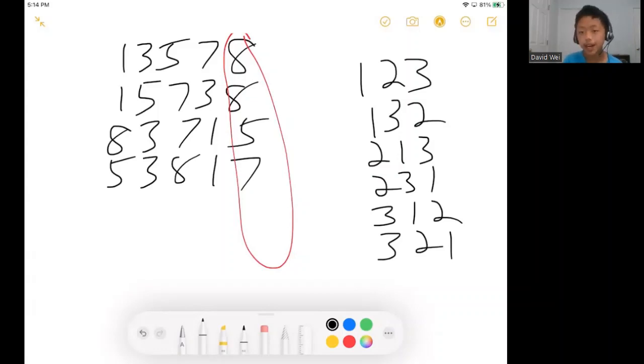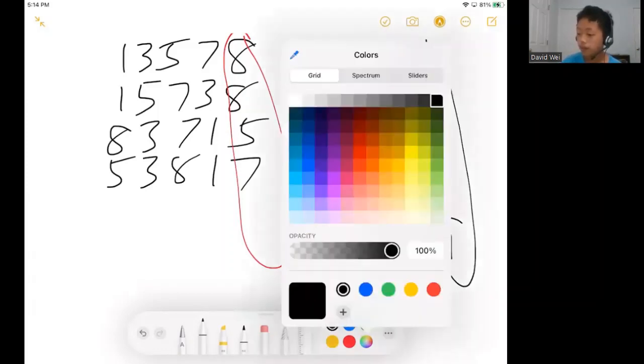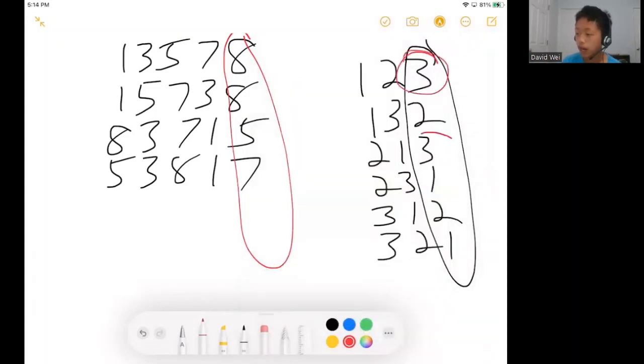So notice that if we look at this column here, we find that the number 3 appears 2 times, the number 2 appears 2 times, and the number 1 appears 2 times. And notice that this is true for any column. So in any column, you're going to have 2 3s, 2 2s, and 2 1s. So we want to take advantage of this symmetry.